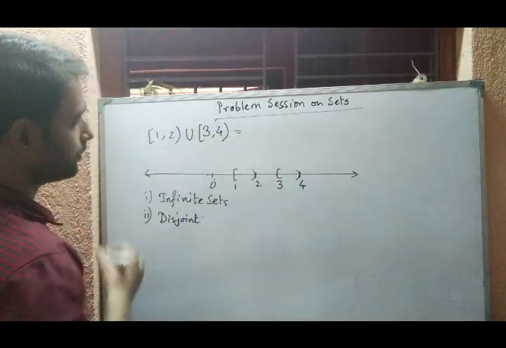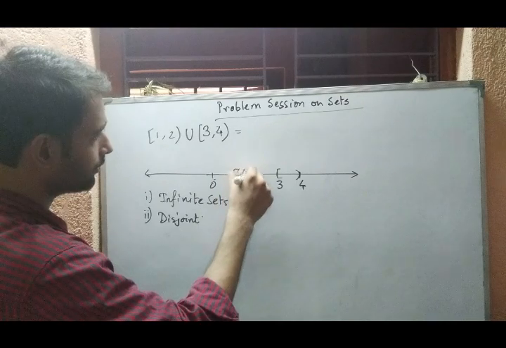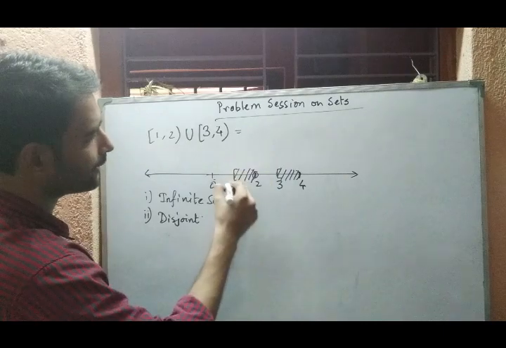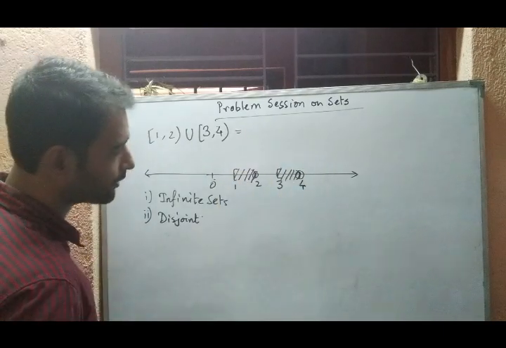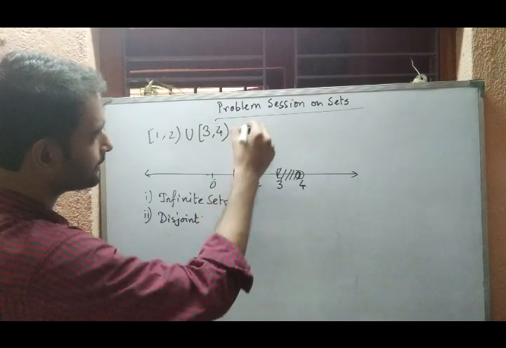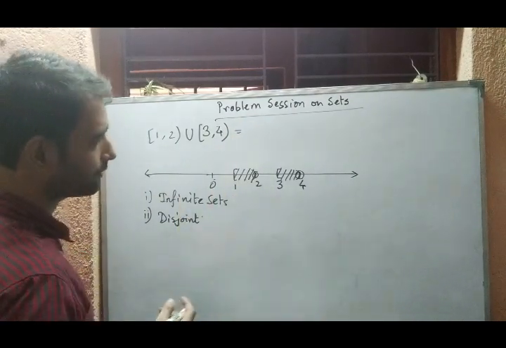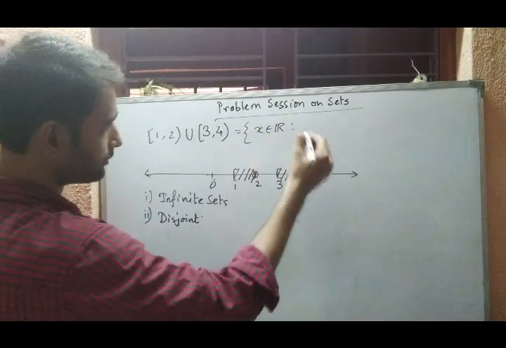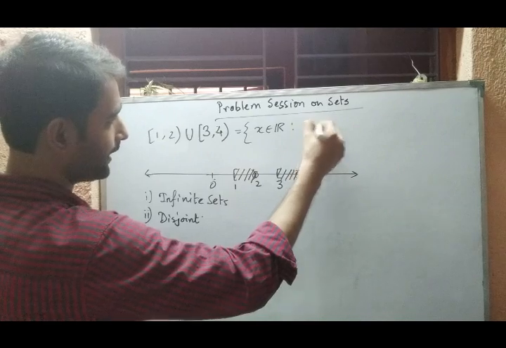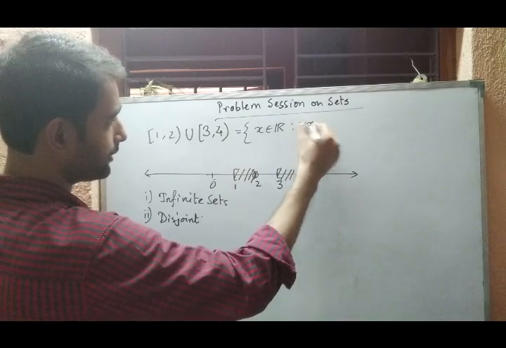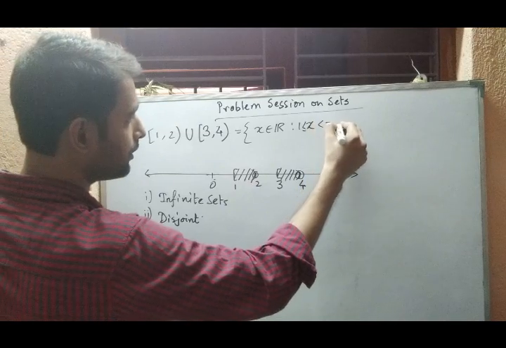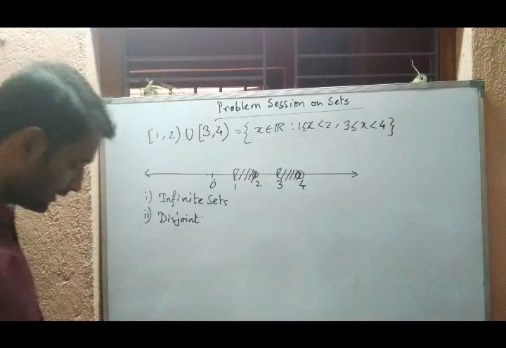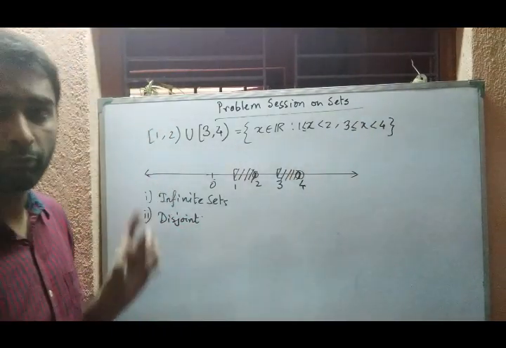Okay, so this will be the union of this and this. Now see, we are not including the point 2 here, and we are not including the point 4 here. So we can write this just as it is. We can also write it in this form: x such that 1 less than or equal to x less than 2, and 3 less than or equal to x less than 4.